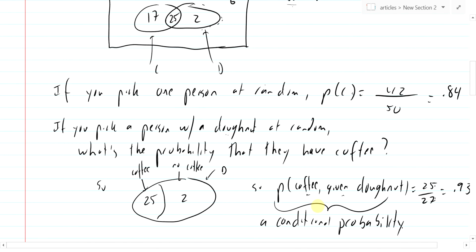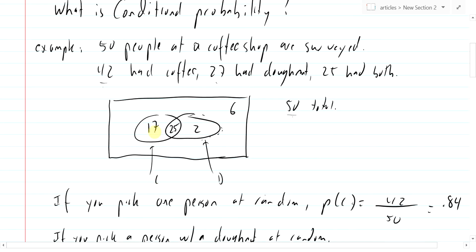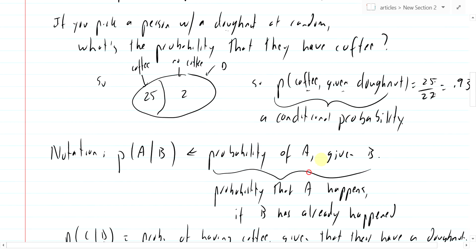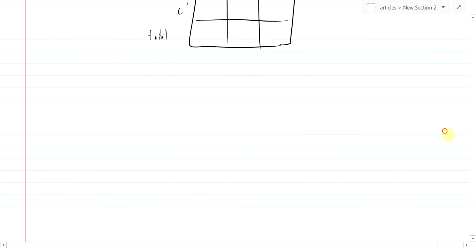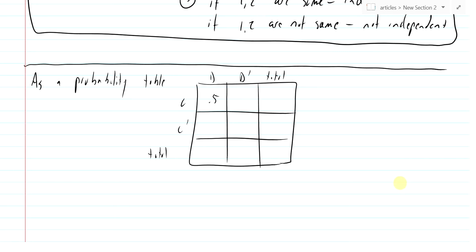If you go way back up to the Venn diagram, coffee but not a donut is 17 out of the whole 50. So that's 34%. Donut but no coffee, that was 2 out of the 50 people, so that's 0.04. And neither coffee nor donut, that was the 6 people. That's 0.12.